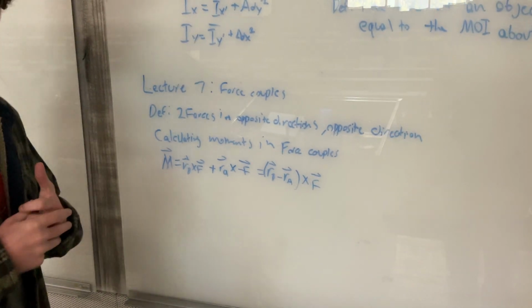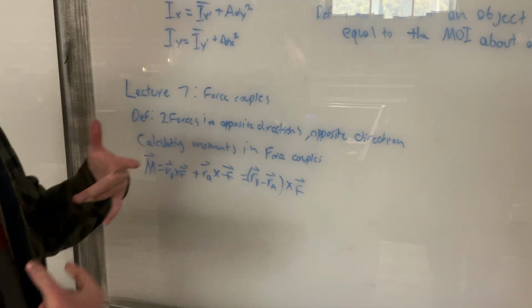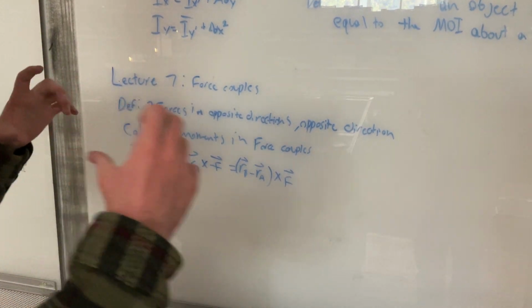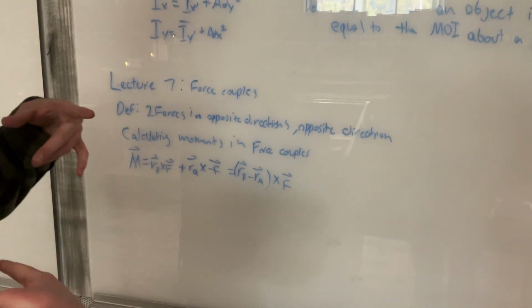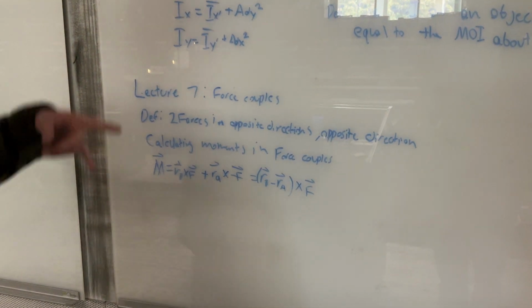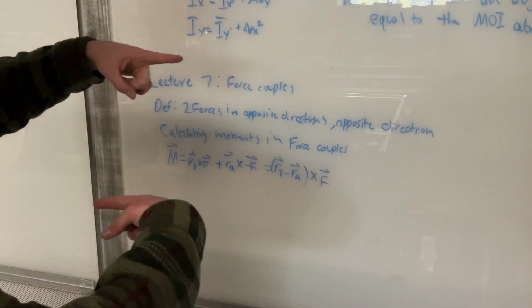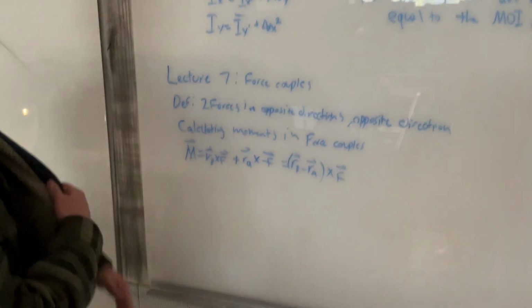Basically, it's just the definition of a force couple. It's just 2 forces that are equal magnitude but opposite direction. So if I had a force going here that's like 50 newtons and a force going here 50 newtons, that's a force couple right there.